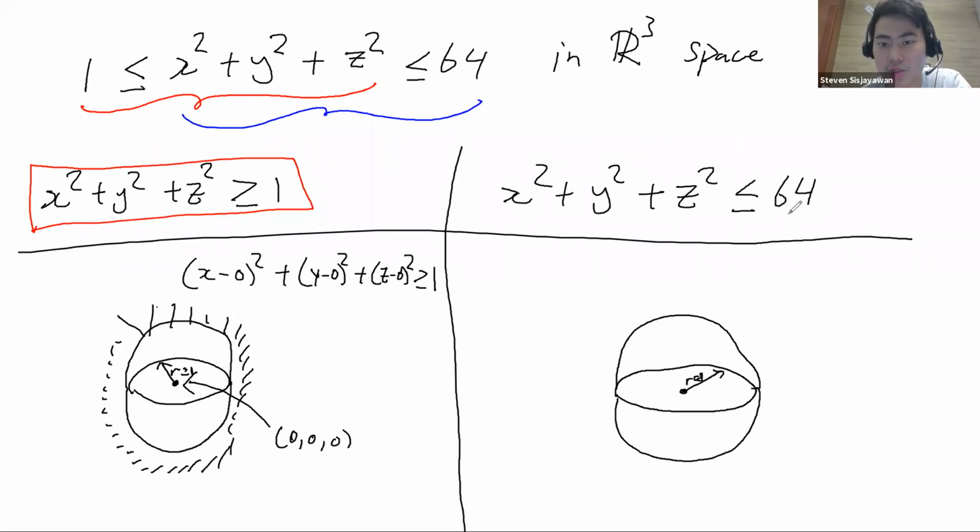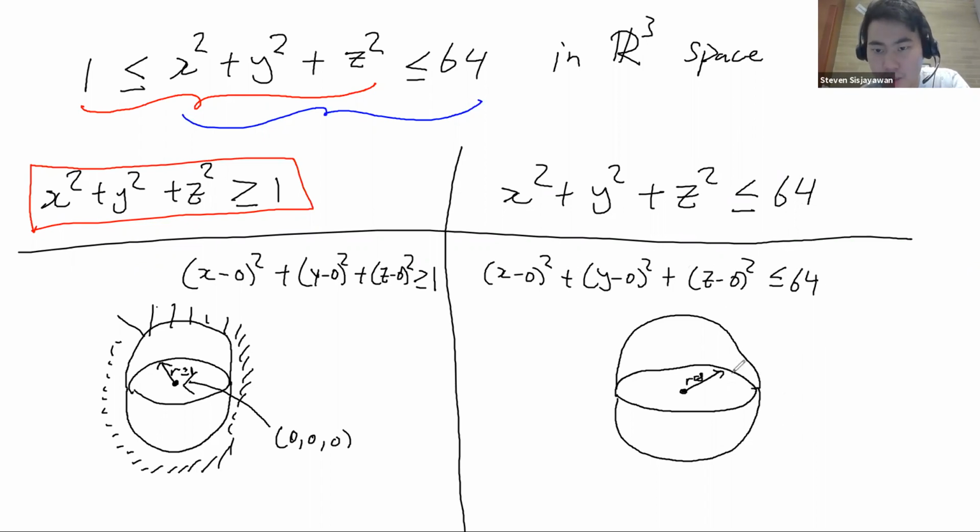And that's just because the formula of a sphere is going to look something like x minus 0 squared plus y minus 0 squared plus z minus 0 squared less than or equal to 64. Okay. And again, based off that, my center is also going to be at 0, 0, 0.